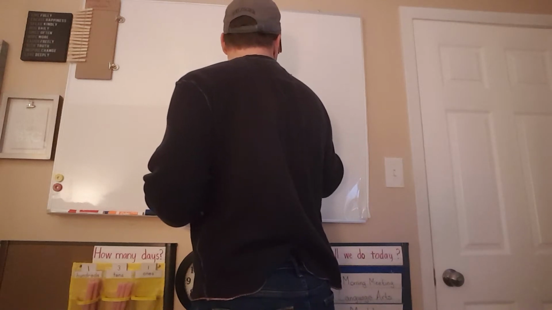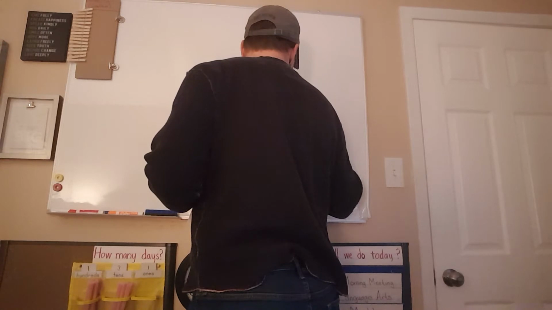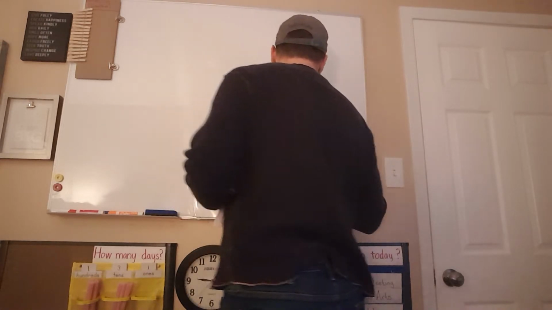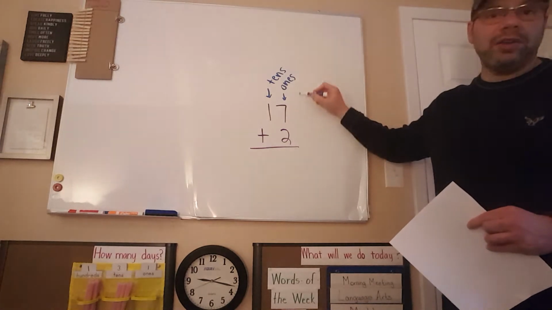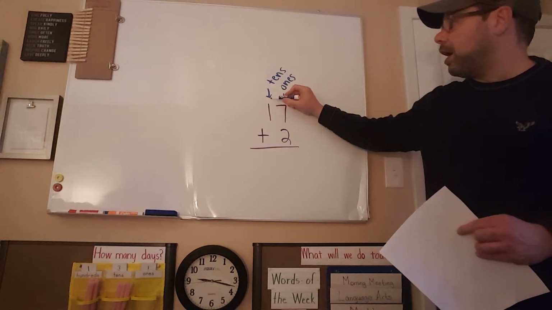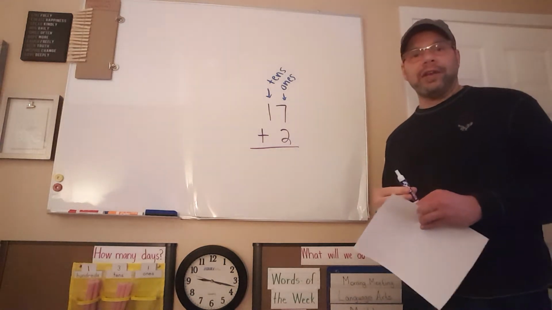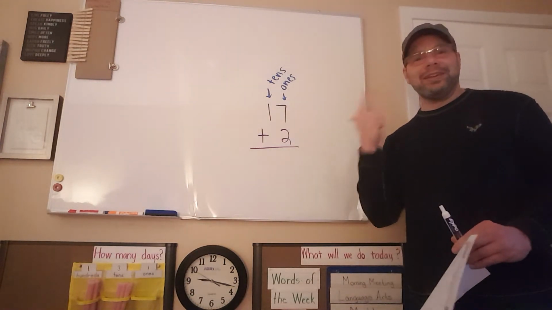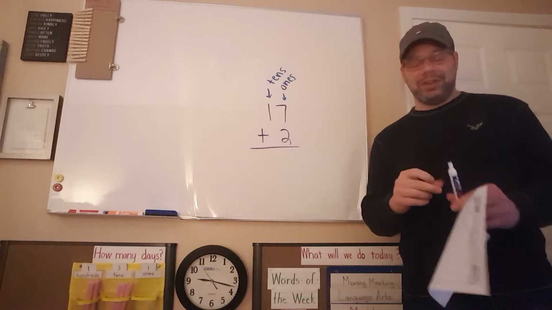17 plus 2. Okay, so my ones column is nice and lined up here. Okay, so 17 plus 2. And a lot of you are probably going 17, 18, 19. I'm counting off 2 on my fingers, starting with 17, and that's giving us 19.